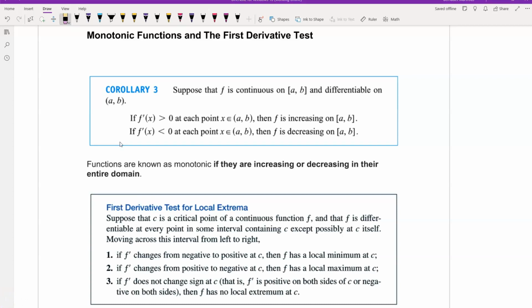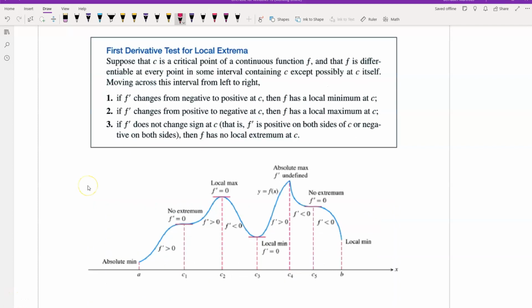So after finding the derivative of our function f, if f prime was positive, that means our function is increasing on the closed interval. But if our f prime was negative, that means our function is decreasing on the closed interval. Functions are known as monotonic if they are increasing or decreasing in their entire domain. Now in this part we have the first derivative test for local extrema.